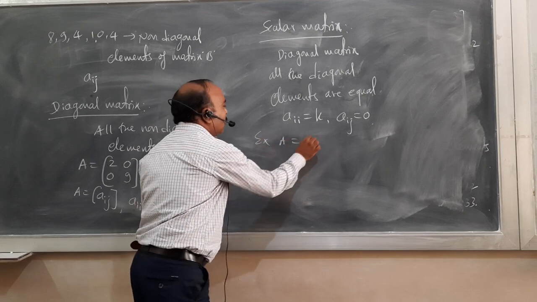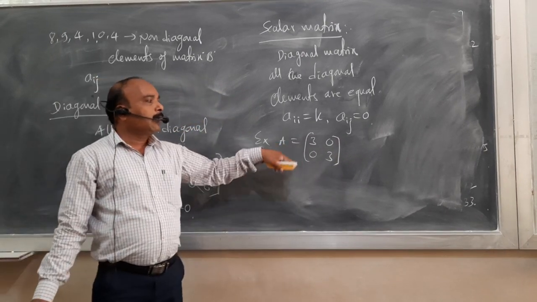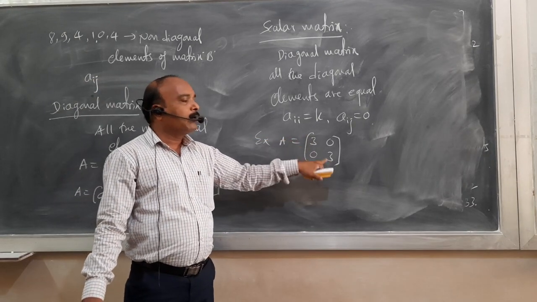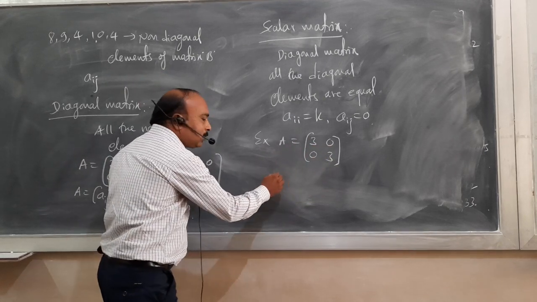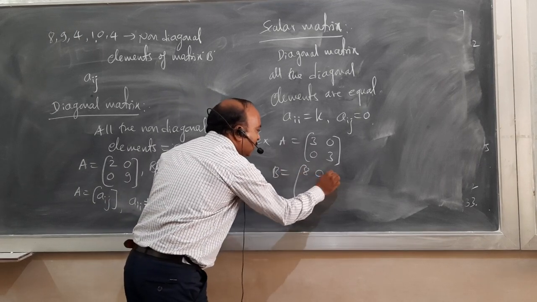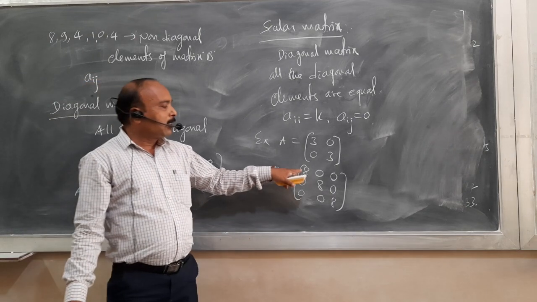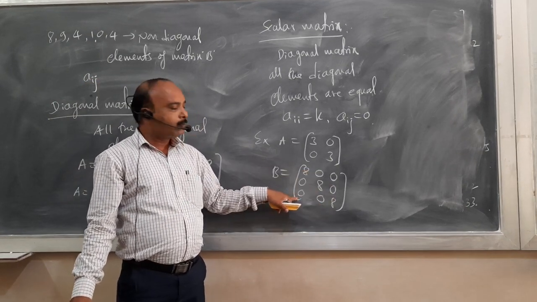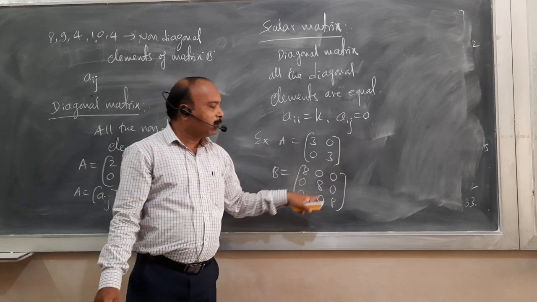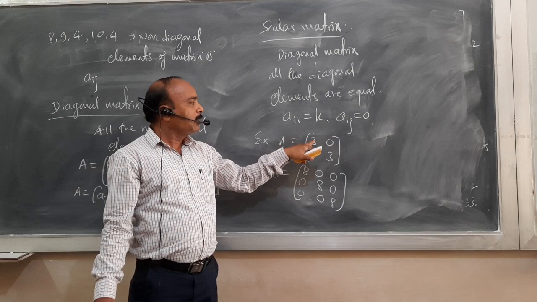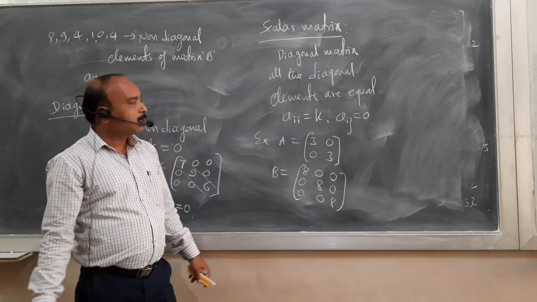For example, A equal to [3, 0; 0, 3]. It is a scalar matrix because it is also a diagonal matrix where the diagonal elements are equal. Here, 3 and 3 are the diagonal elements and the non-diagonal elements are 0. It is an example of a scalar matrix. Similarly, we consider another one. It is [8, 0, 0; 0, 8, 0; 0, 0, 8]. It is also a scalar matrix because here the diagonal elements are equal and the non-diagonal elements are 0. That is aii equal to k, here the k value is 8, and aij equal to 0. In the previous example, k means 3 and the non-diagonal elements are equal to 0. These two are examples of a scalar matrix.